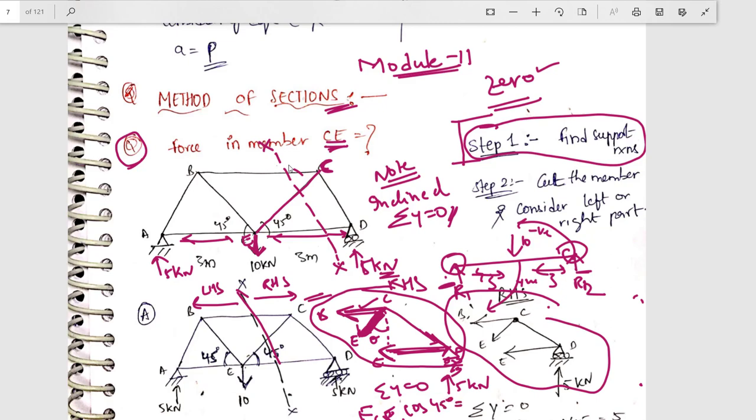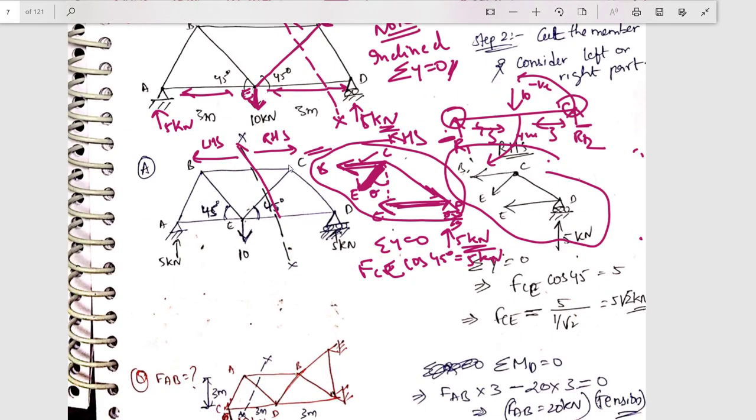It should be equal to your upward load, which is 5 kilonewton, to make sigma y equal to 0, right? So what is your FCE value? FCE value is nothing but 5 divided by cos 45, which is 1 by root 2, equal to 5 by root 2. How simple it is, brother, how simple! There is nothing. You just have to cut the structure.